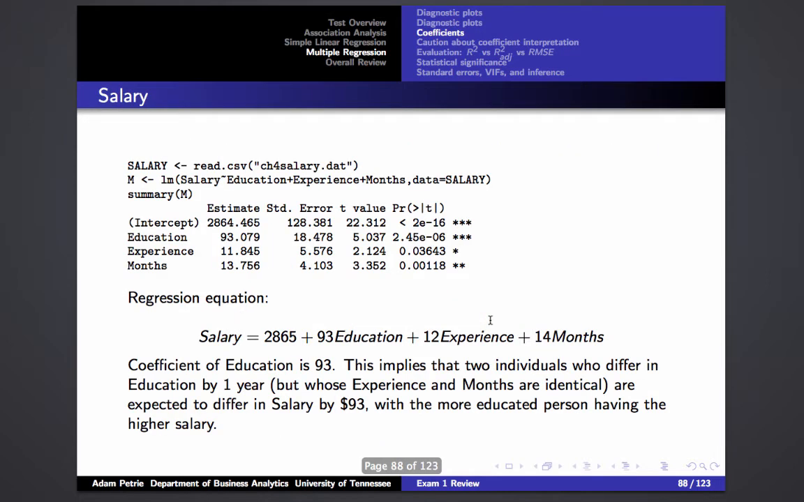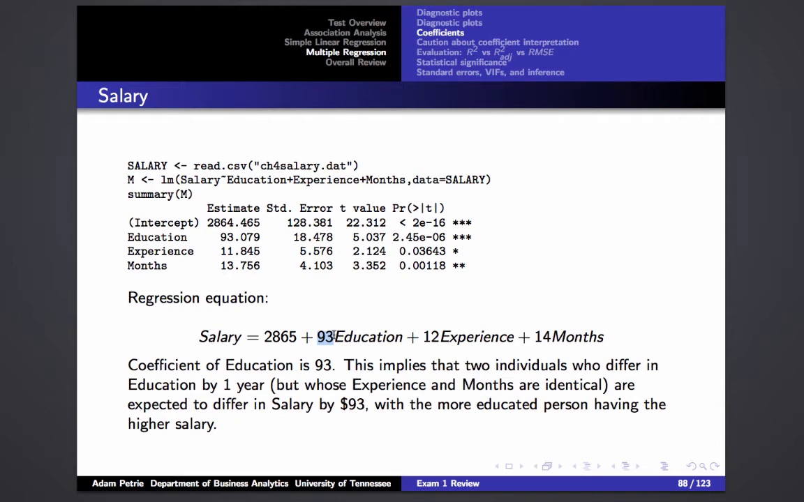So let's look at an example here. Here's my equation relating salary to education, experience in months, and the coefficient of education is 93. All right, so if this was an exam and I said, hey, interpret this coefficient, what would you say? Well, you would say that two individuals that differ in education by 1 year, but who are otherwise identical, in other words, who have the exact same values of experience in months, well, those two individuals are expected to differ in salary by $93. Since this is positive, the more educated individual is expected to have the higher salary.